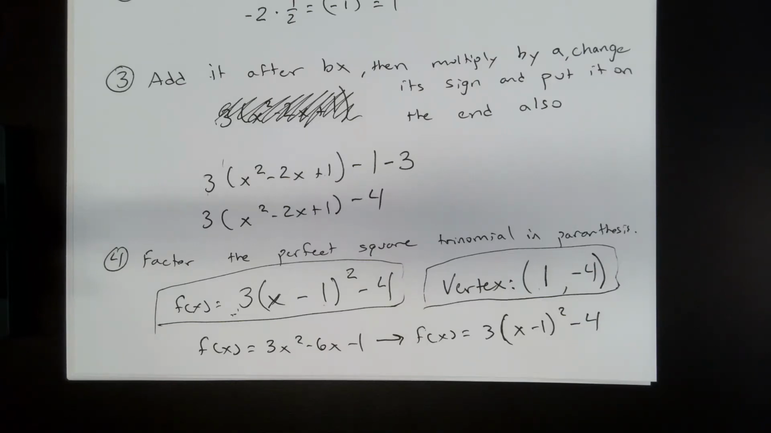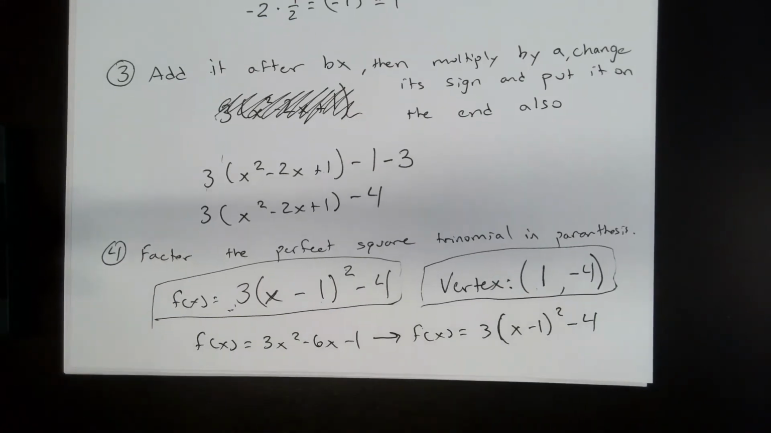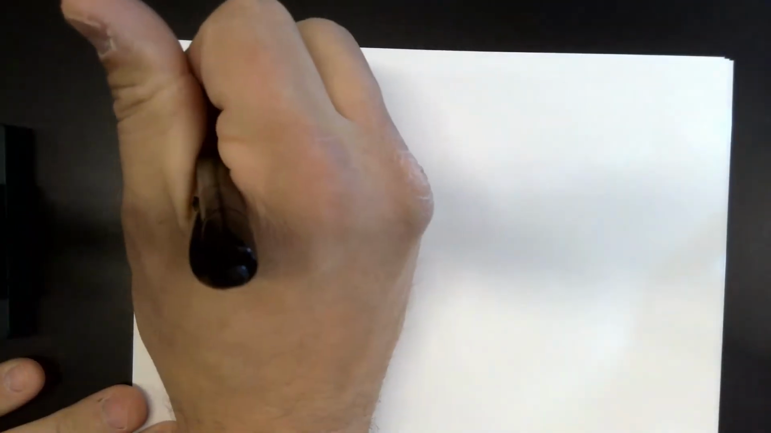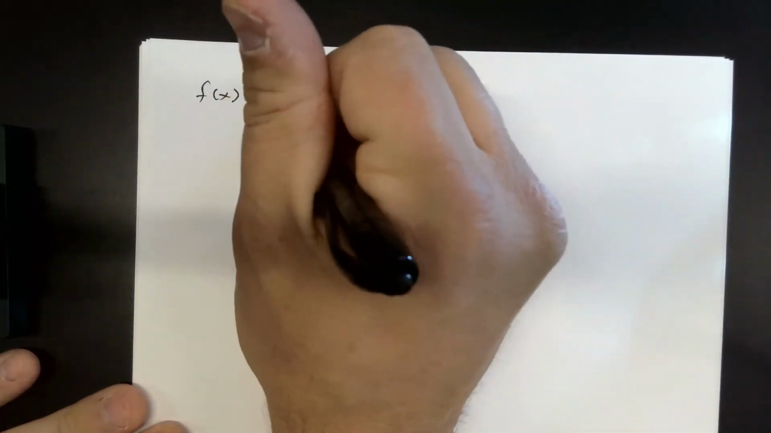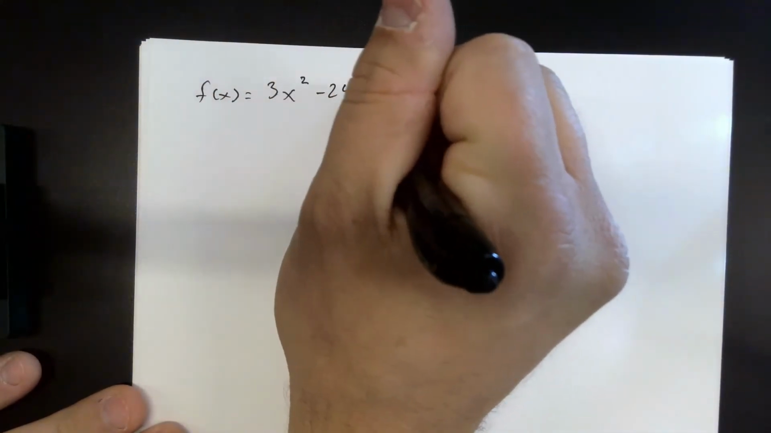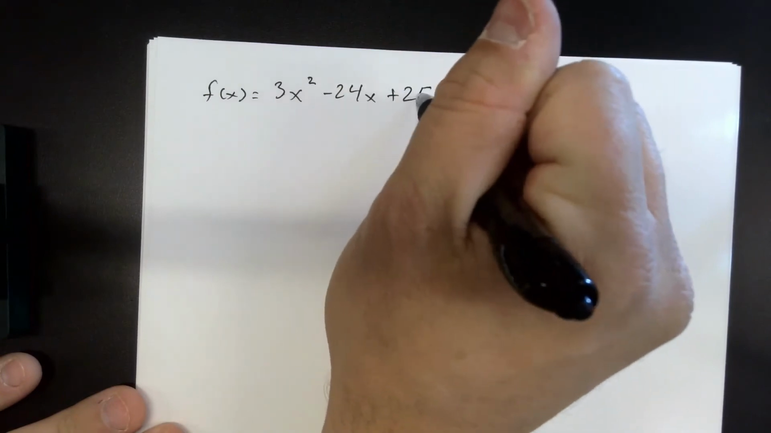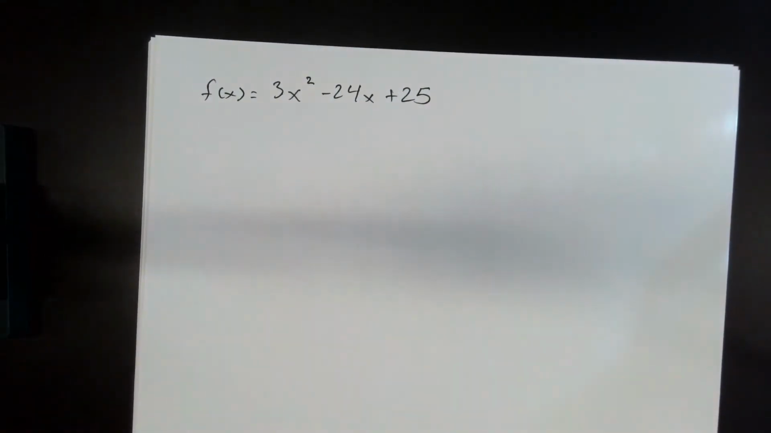Okay, let's do another. You guys ready? A lot of work, right? All right, I'm going to make this one quite a bit harder. So, f of x equals 3x squared minus 24x plus 25.